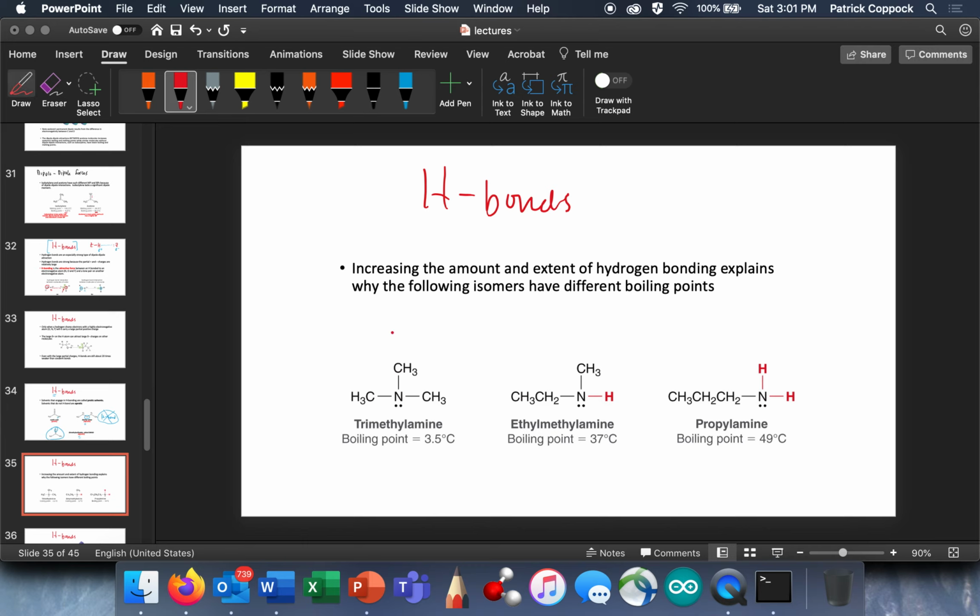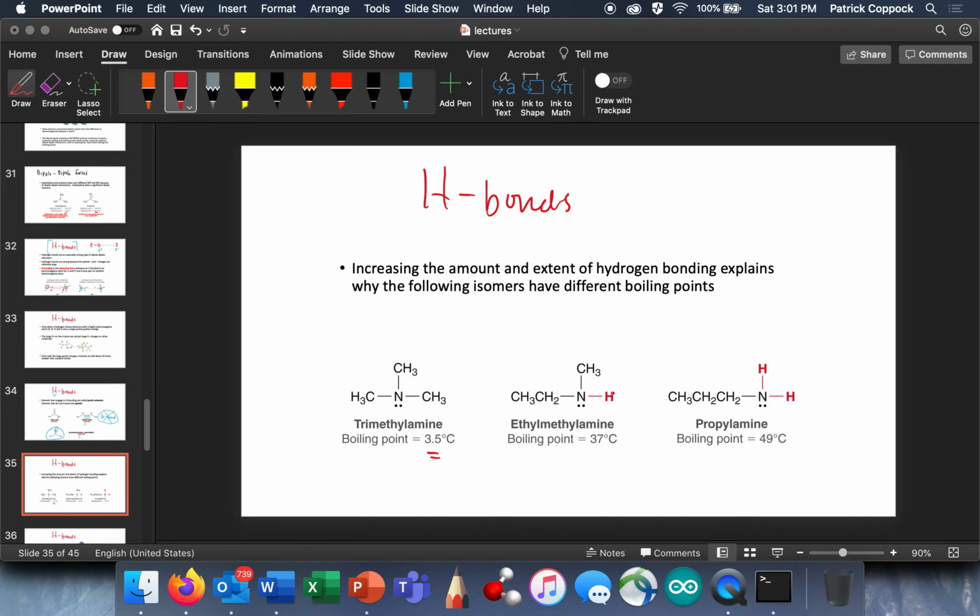What is the boiling point of trimethylamine? 3.5 degrees Celsius. So if you put that on the bench, it would evaporate almost immediately, right? I mean, room temperature is about 21, 22 degrees Celsius. This stuff would make a gas right away, right? Trimethylamine would. It smells bad too.